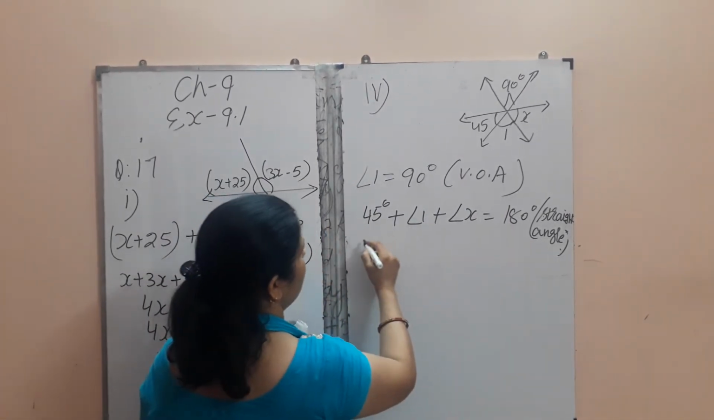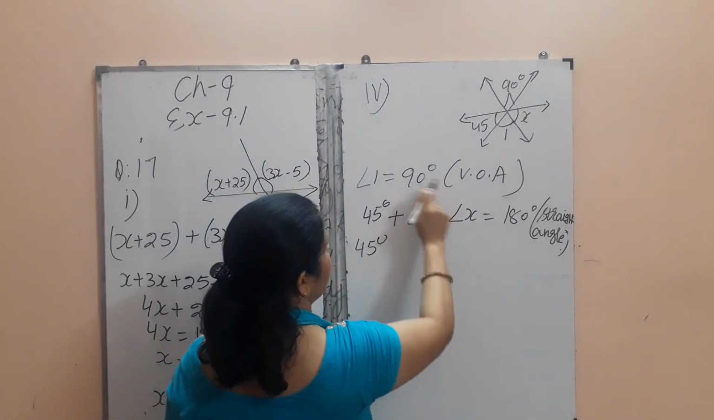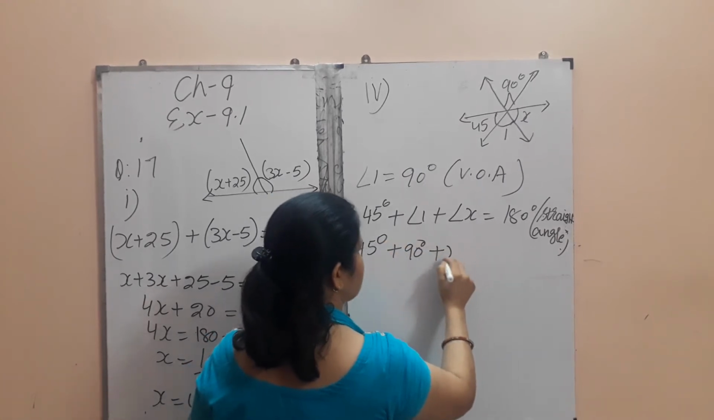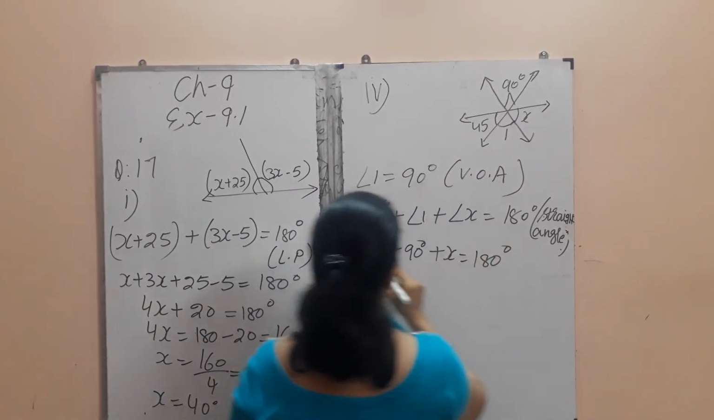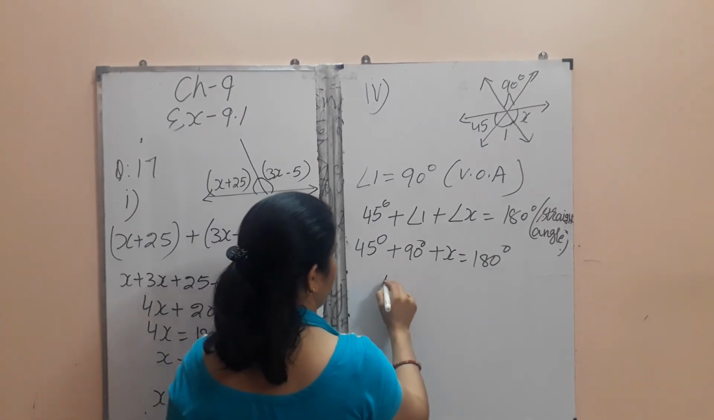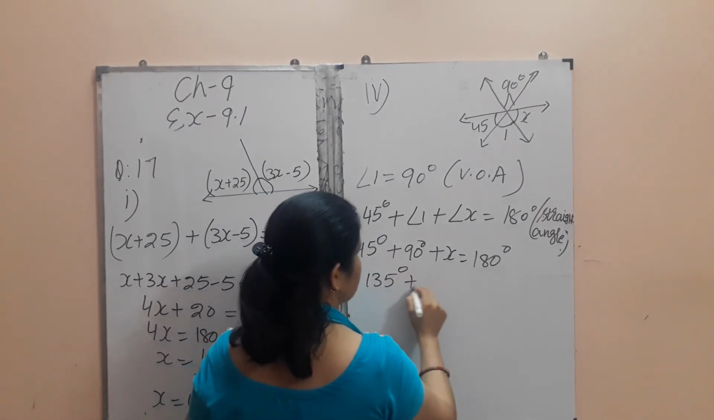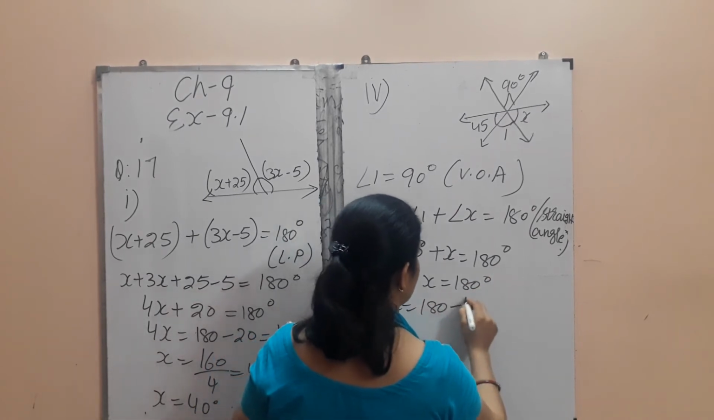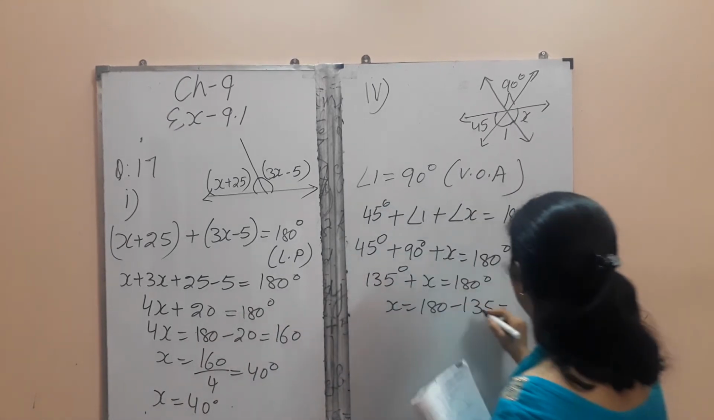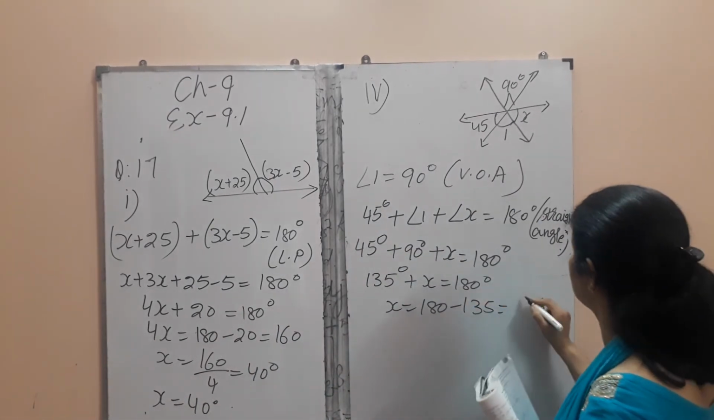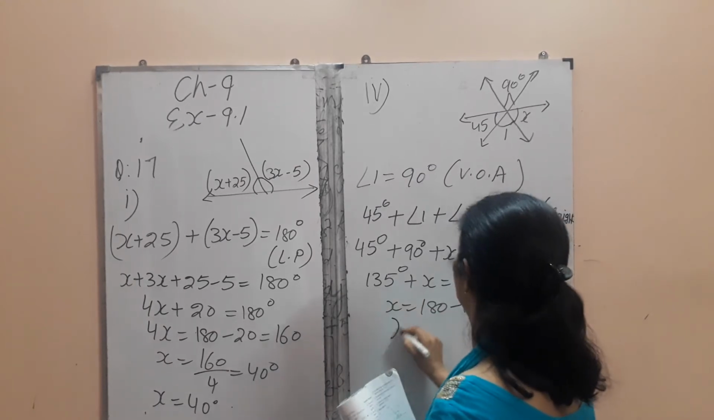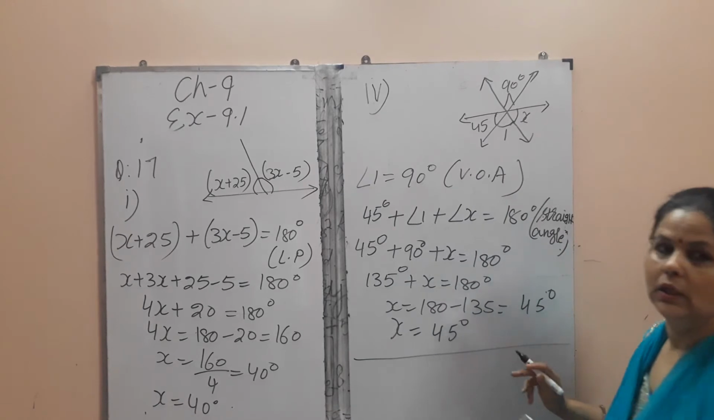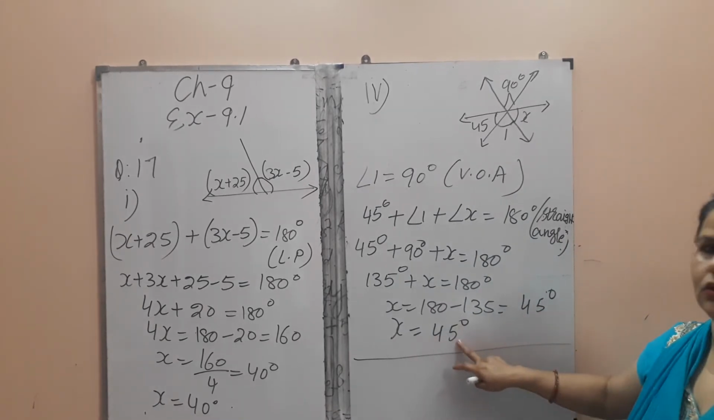So 45, value of angle 1 is 90 degree plus x equals to 180 degree. Now 45 plus 90, 135 plus x equals to 180 degree. x equals to 180 minus 135, which is 45 degree. That is the answer for angle x. We have to find only the value of x. So x is equals to 45.